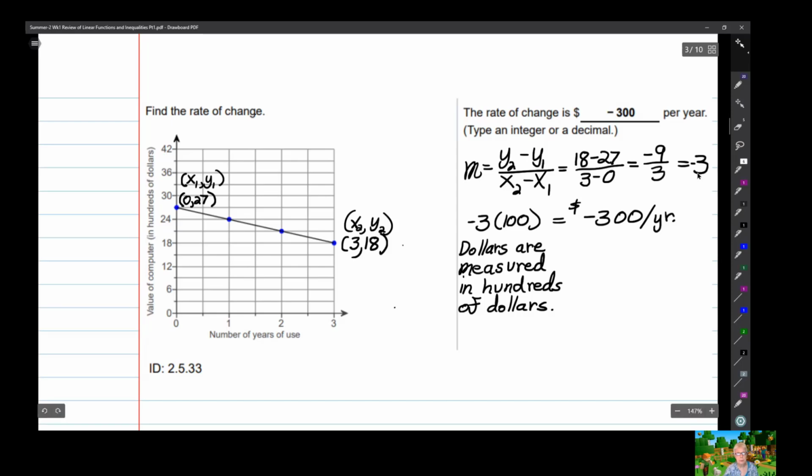We call that depreciation. The cost is going down. The value is going down. Now we have to change this to hundreds. So -3 times 100 is -300. So the rate of change is -$300 per year. Or you could also say the value of the computer depreciates by $300 per year.